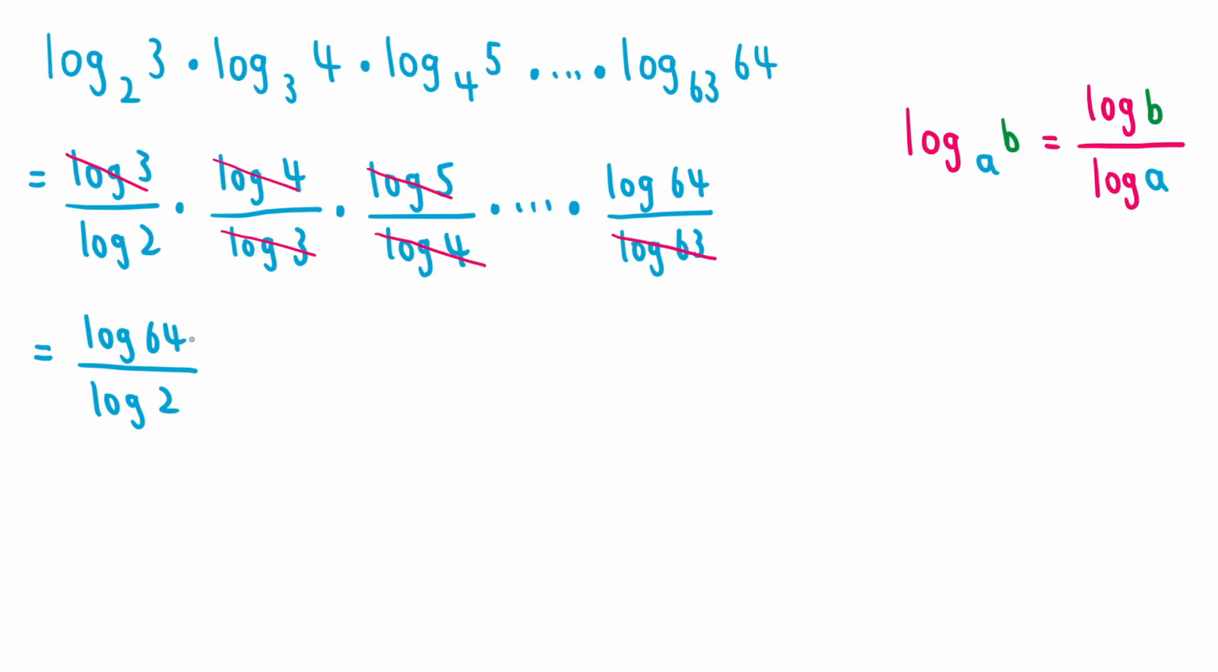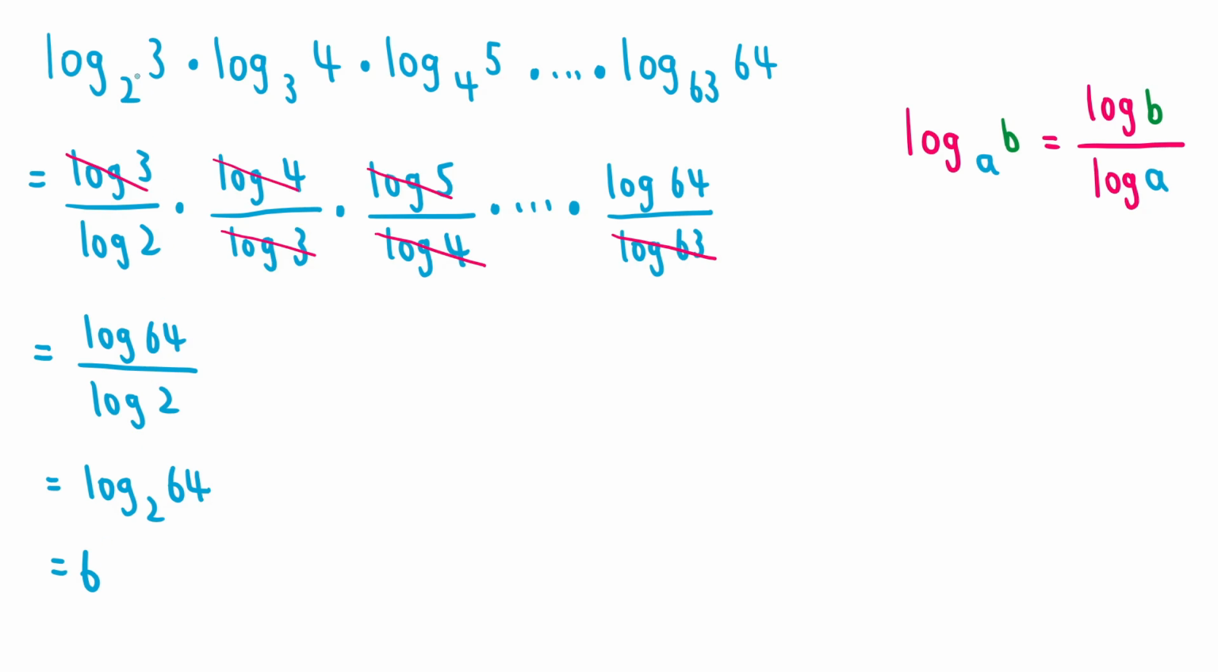So we can rewrite log of 64 over log of 2 as log base 2 of 64 if we use the change of base rule in the other direction. And this is just equal to 6, since 2 to the power of 6 is equal to 64. So log base 2 of 64 is equal to 6.